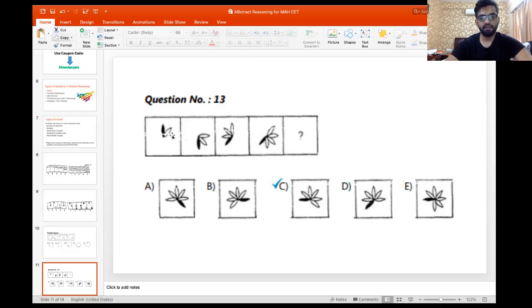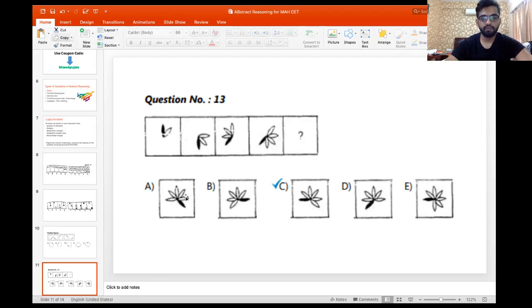First figure has two petals of a flower, one shaded, one hollow. Next one has one shaded, two hollow. Third one has one shaded, three hollow. Fourth one has one shaded, four hollow. Now I know what the pattern is. Shaded remains the same, which is one. Hollow are increasing. Next will be one shaded, five hollow. That is what I'm looking at.